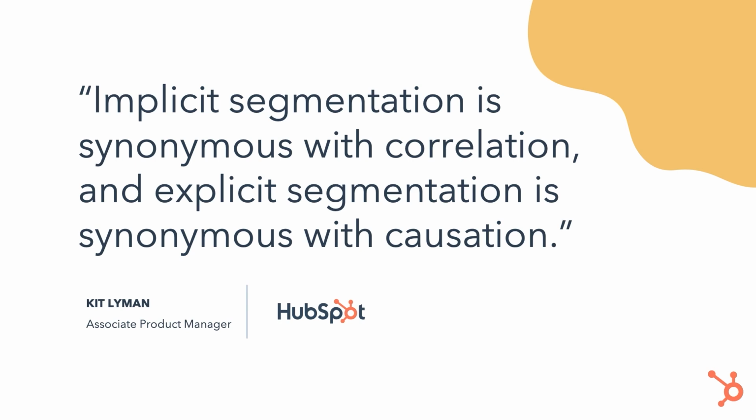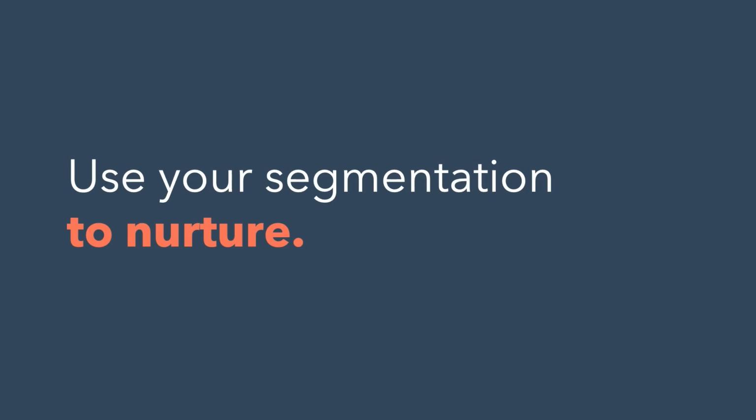Implicit segmentation paints an incomplete picture, but it gives you an outline to start coloring in. Implicit segmentation allows you to get to know who you're interacting with on the other side of the screen. Gathering information allows you to personalize communication based on the inferences drawn from that data. This leads to a higher chance of conversion and a customer who gives you explicit information. Explicit segmentation allows you to personalize based on tactile data. HubSpot Associate Product Manager Kit Lyman puts it this way: implicit segmentation is synonymous with correlation, and explicit segmentation is synonymous with causation.